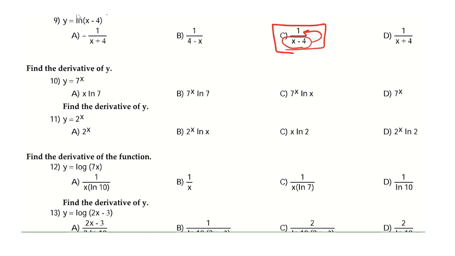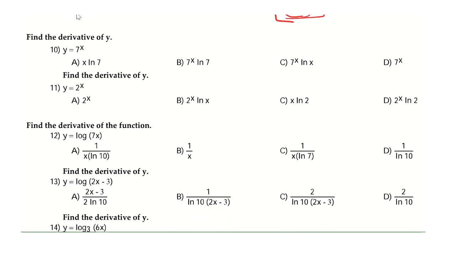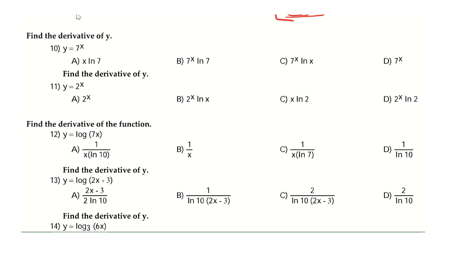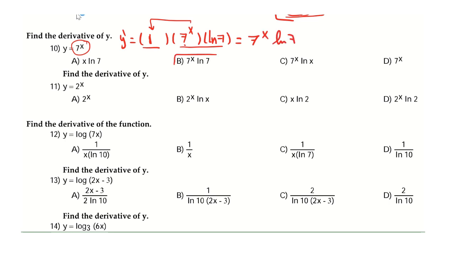Number 10, y is equal to 7 power x. This is a different case. When y is a number to the power, an exponential function, the derivative y dash consists of three terms. The first term is the same function, 7 power x. The second term is the derivative of x, which is equal to 1. The third term is ln of the base, and here it's ln 7. Multiplying by 1 will not change anything, so it's 7 power x ln 7.